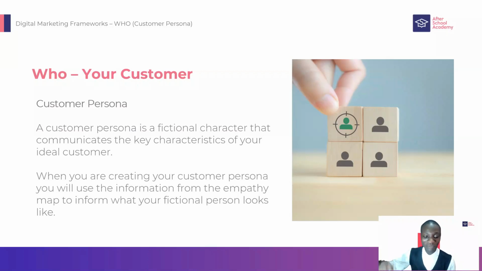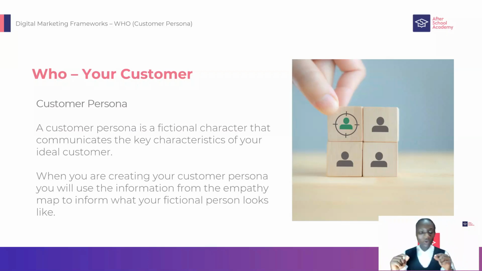So when you are creating your customer persona, you will use the information from the empathy map to inform what your fictional person looks like. So you can see how everything is building up. So right from using our customer survey in order to create our empathy map, then our empathy map in order to create our customer persona. So you can see that everything we have talked about plays a huge role in moving us to the next level of discovering that ideal customer that we are trying to reach out to.